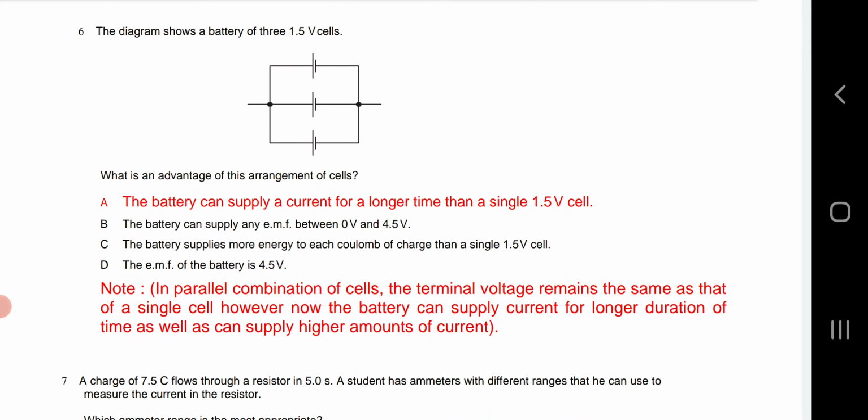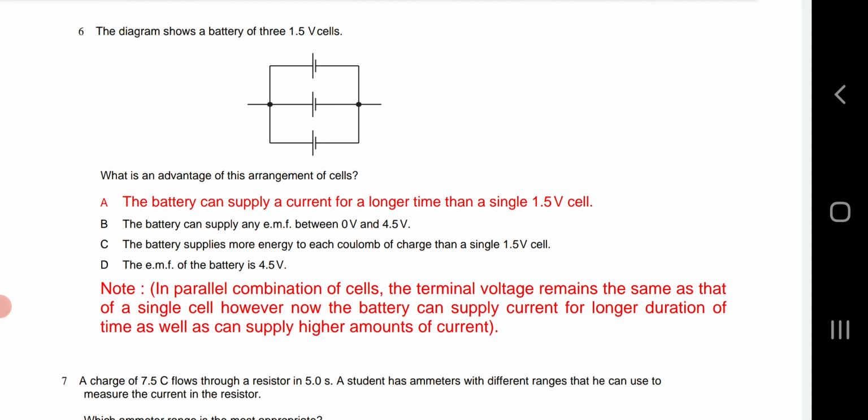Question number 6. The diagram shows a battery of 1.5 volt cells connected in parallel. What is an advantage of the arrangement of cells? When the cells are connected in parallel, then the battery can supply a current for a longer time than a single 1.5 volt cell.